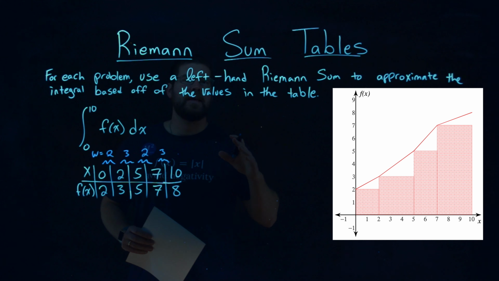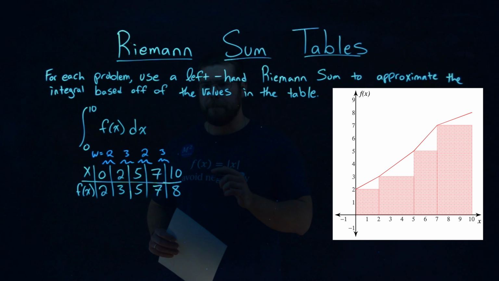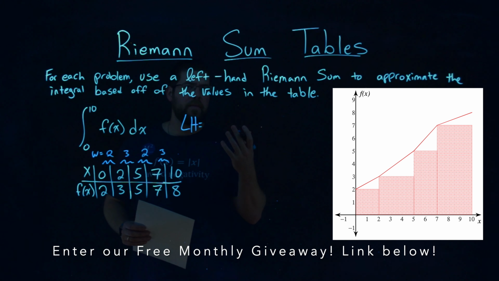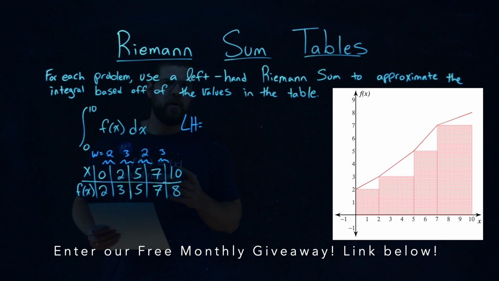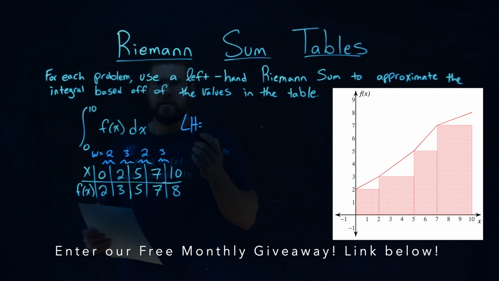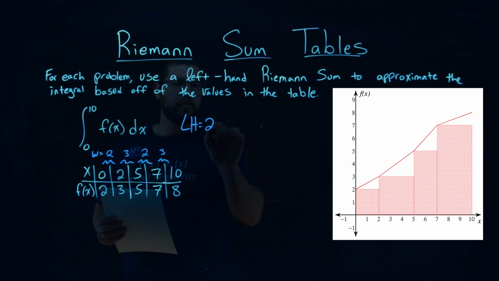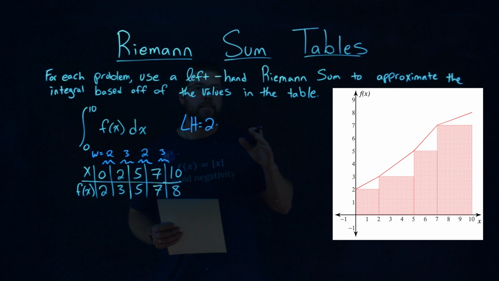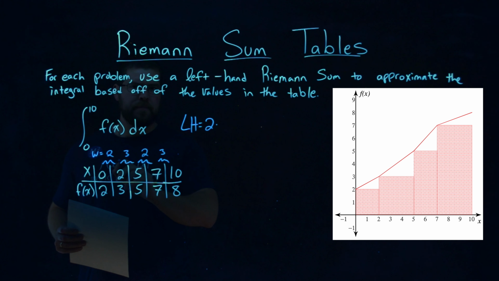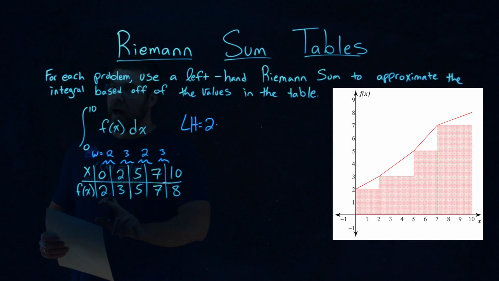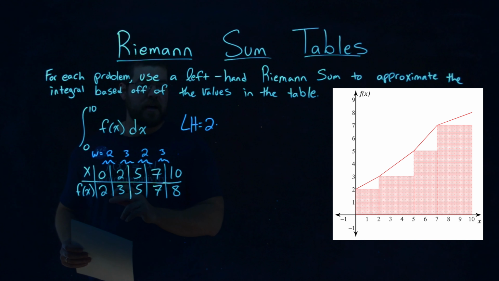Now they tell us this is a left-hand Riemann sum, so let's label it as left hand here. And the area of each rectangle we want to find, well, the area is the width times the height. So we take the width of 2 and multiply it by some height for this first one right here. Now I said it's a left-hand Riemann sum, so I go to the y value, or the f of x value, on the left-hand side, which is 2.